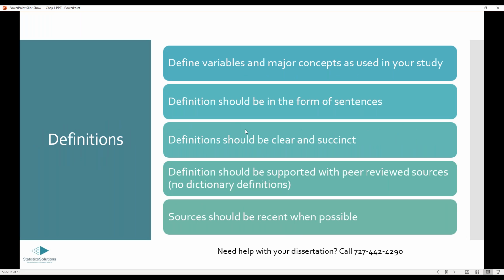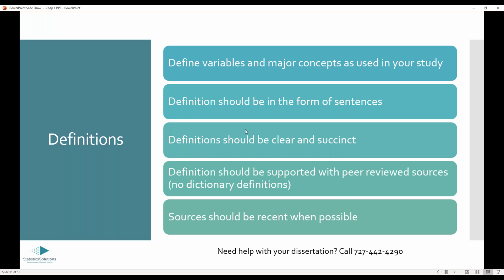Definitions. Usually there's a section where you are required to define the variables and major terms and concepts of your study. Sometimes people want to go overboard on this, and have 20, 30. If you have that many, you have too many. You definitely need to define your variables or the factors that you're studying. They definitely require definition. And any major concepts, not ones that are just loosely associated with your study, but that directly relate to your study.